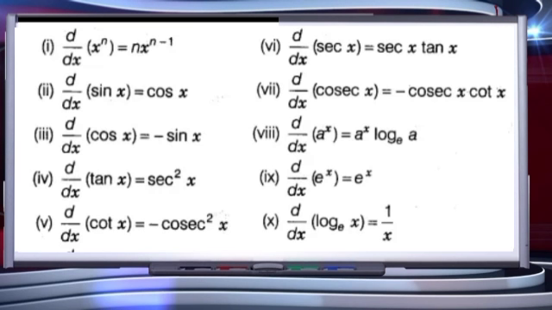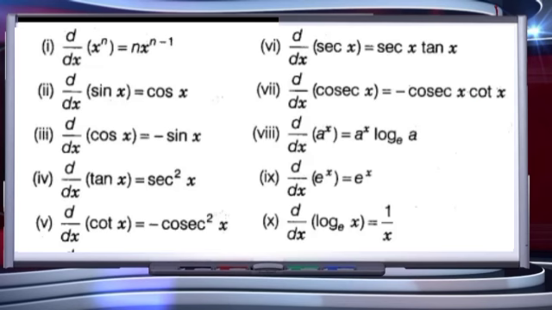Now some of the formulas which are based on the derivatives. The very first and very important formula is the power formula, that is derivative of x raised to power n with respect to x is given by n x raised to power n minus 1. Similarly, the derivative of sin x is cos x, derivative of cos x is minus sin x, derivative of tan x is secant square x, derivative of cot x is minus cosecant square x. Next, the derivative of secant x is secant x tan x. Derivative of cosecant x is minus cosecant x into cot x.